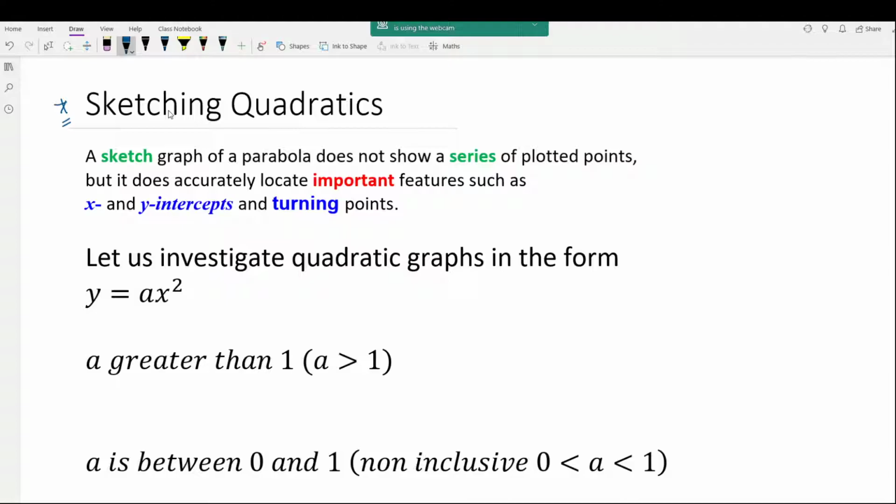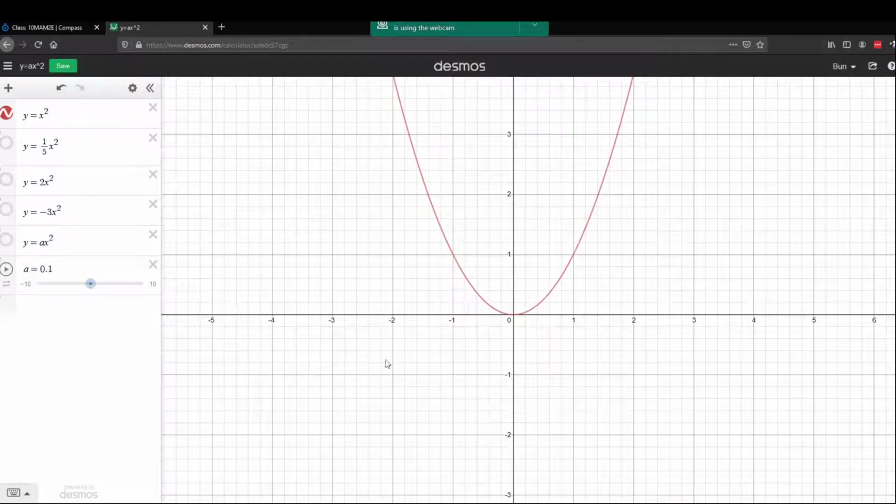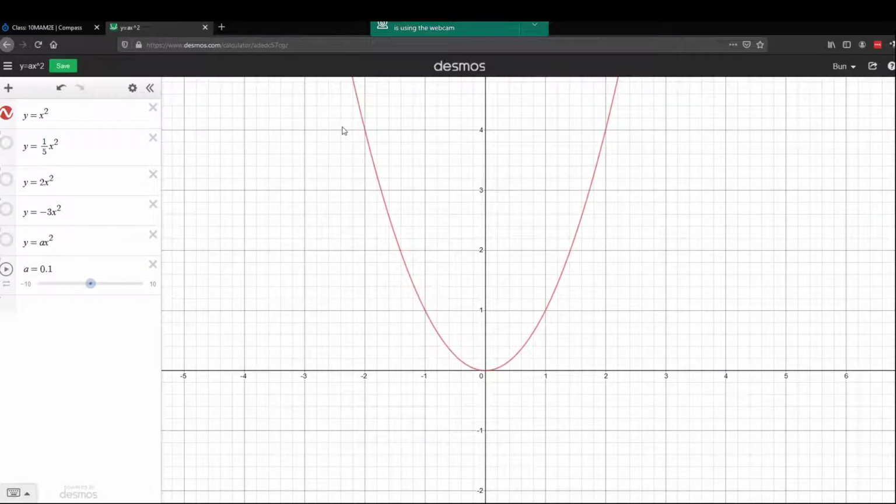So let's start off with the first example here. We want to investigate the graph of y equals ax squared, and to do that, I'm going to bring up Desmos. Here a is the coefficient of x squared. Sorry, I meant to say y equals ax squared. So there's a 1 there, a 1x squared, so I don't write the 1. This is the graph you should be quite familiar with from the previous lesson, the graph of y equals x squared.